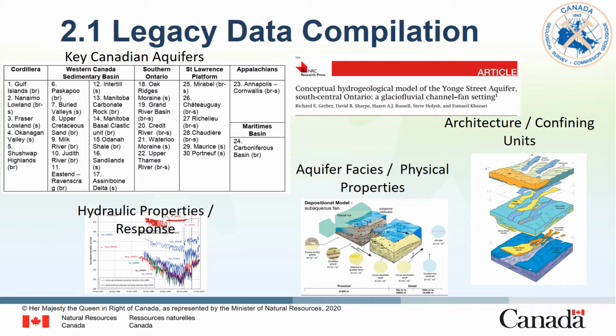This slide highlights an example from the Greater Toronto Area by Gerber et al. and for the Yonge Street Aquifer. This aquifer fits into the modified play concept and highlights the availability of data with respect to 3 components: the hydraulic properties, the aquifer character or facies and physical properties, and confining units in aquifer architecture.